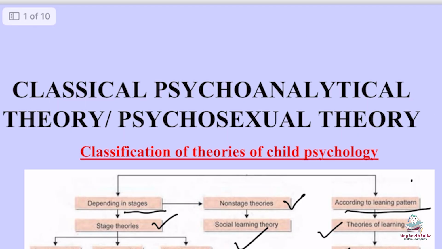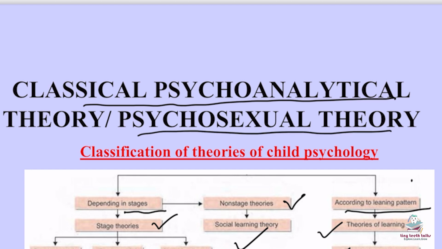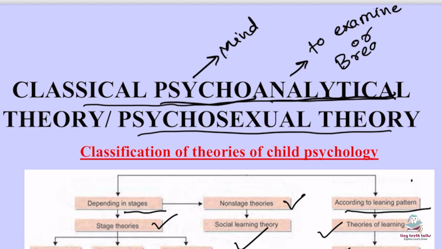Today we are going to cover the classical psychoanalytical theory or psychosexual theory. Why is it called psychoanalytic theory? Because psycho is mind and analytic means to examine or break down. Psychoanalytic because it tries to analyze the hidden mental processes to understand why people feel or act a certain way.